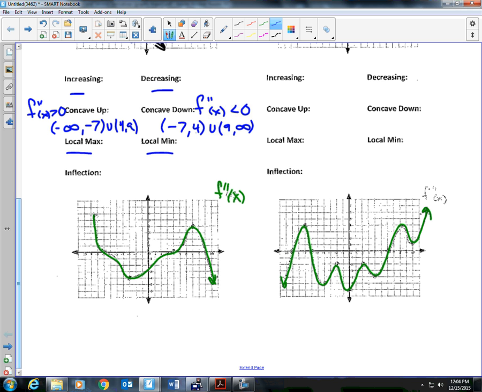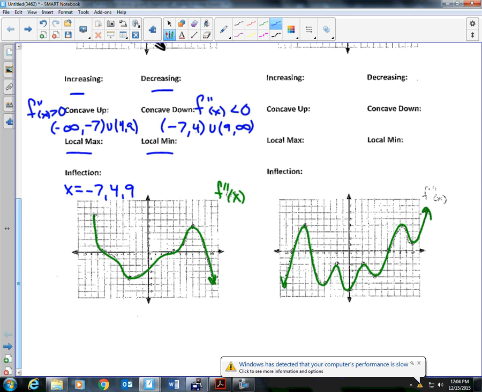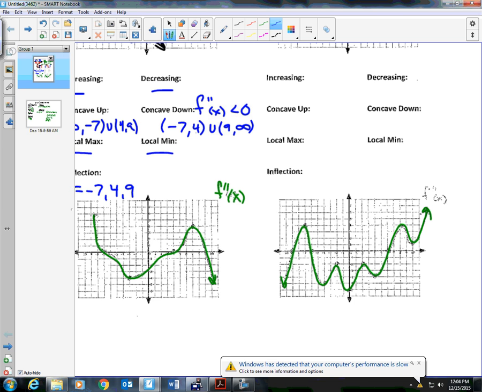Okay, excellent guess, but that is not what we want. The second derivative changes sign at negative 7, positive 4, and positive 9. So it's different depending on whether you're looking at the original or the first derivative or the second derivative, correct? That's what makes it a little challenging.